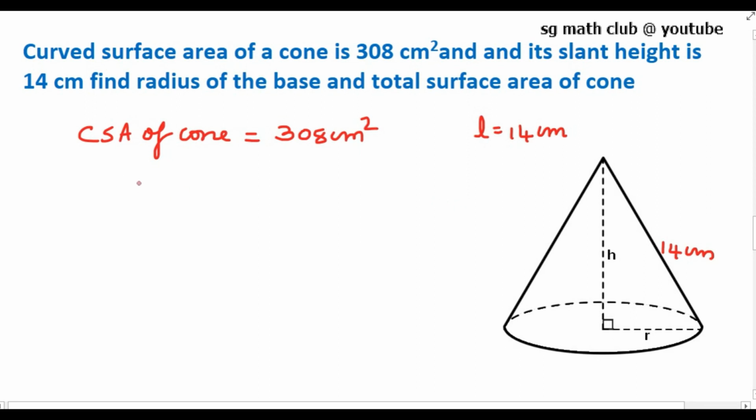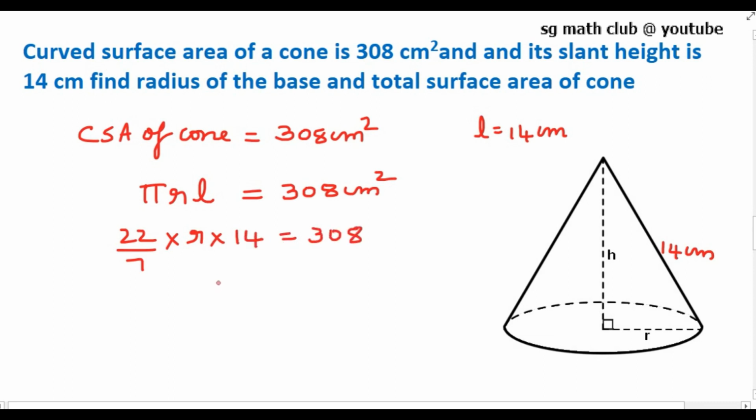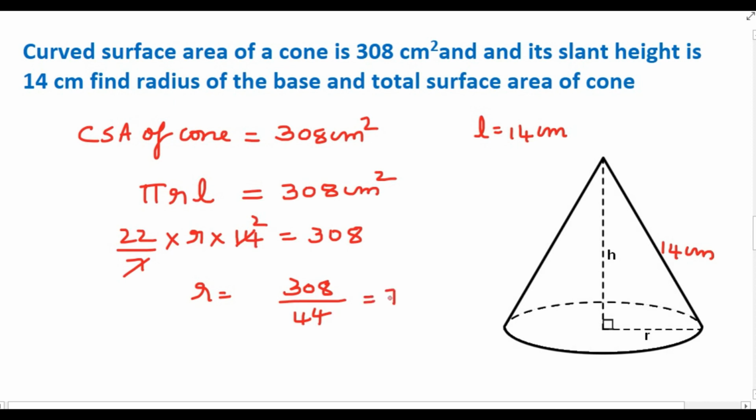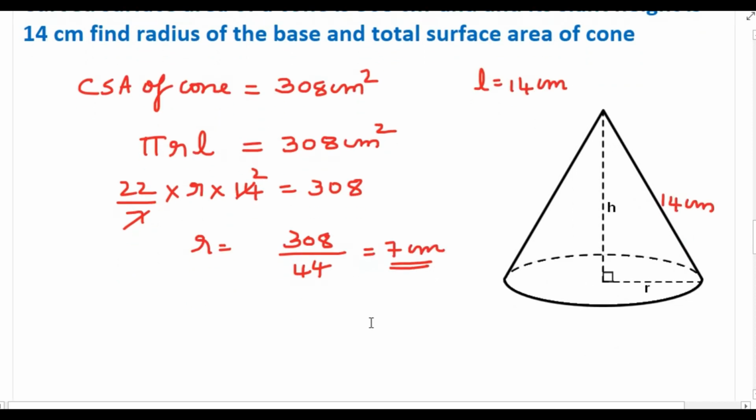Since they have given the curved surface area of the cone, I can write the formula: CSA is nothing but pi r L. It is equal to 308 centimeter square. Pi is 22 by 7, r I don't know, we need to find the value of r, L is 14 centimeter, equal to 308 centimeter square. Now if you want to find r, we can take 22 into 2 is 44. So when you divide this, we have 7 centimeter. So the radius of the cone is 7 centimeter.